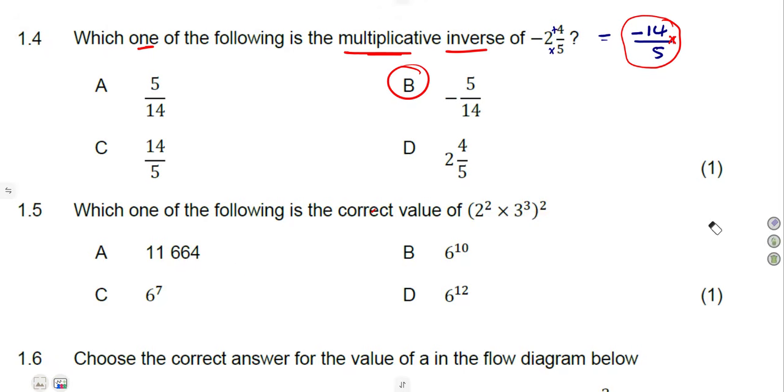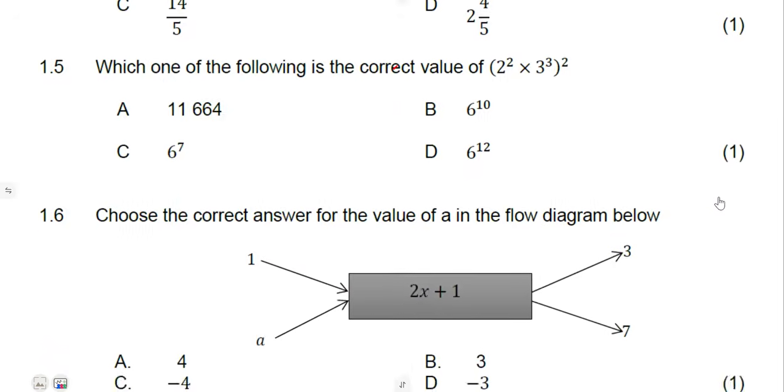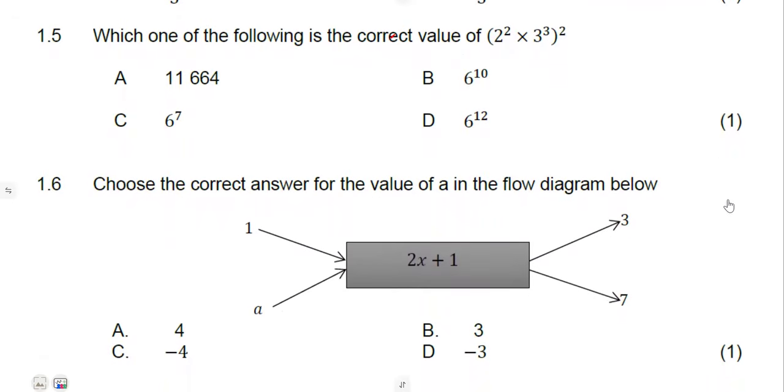Okay, let us consider 1.5. Which one of the following is the correct value of what we are given there? If we are to simplify there, we do not have any law that can connect these two. 2 to the exponent of 2 times 3 to the exponent of 3, like this, raised to the exponent of 2. These exponents are different. There is no relationship that we can use there.